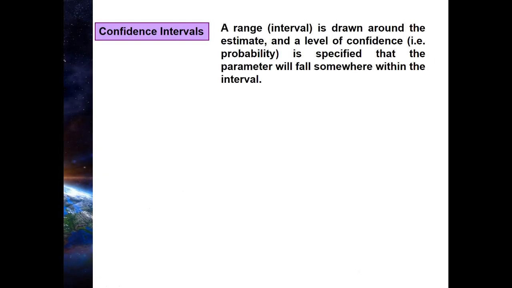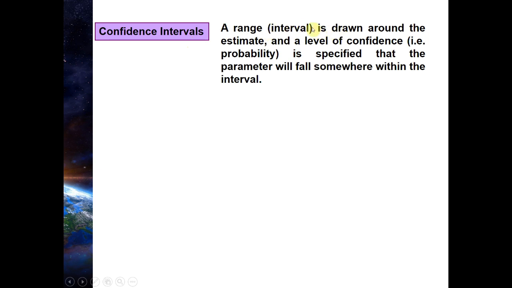Confidence interval. A confidence interval is an interval estimate with a level of probability attached that the interval was drawn correctly and mu is actually in there. All right. So what you do for a confidence interval, it's a range or interval estimate.